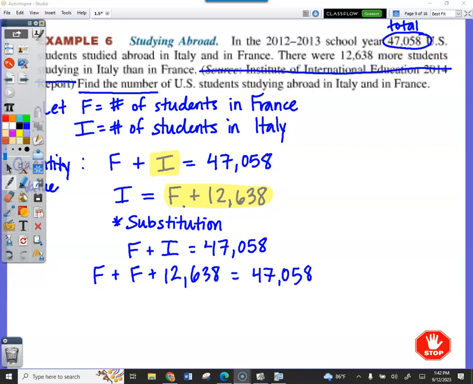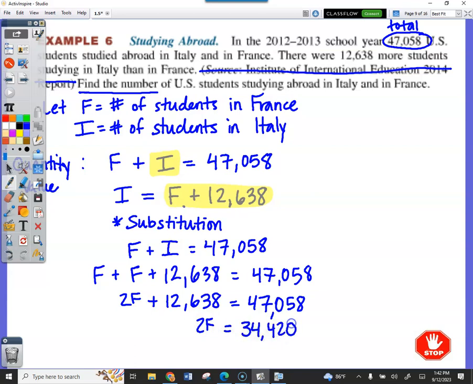Ellie, are you okay? All right, let's solve it. Let's solve this. We got 2F. There we go. Moving on. All right. We're going to subtract the 12,000. And then we're going to divide by 2. Now, what did I just find? I just found the number of students in France.